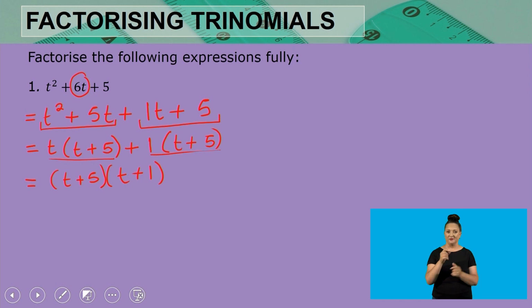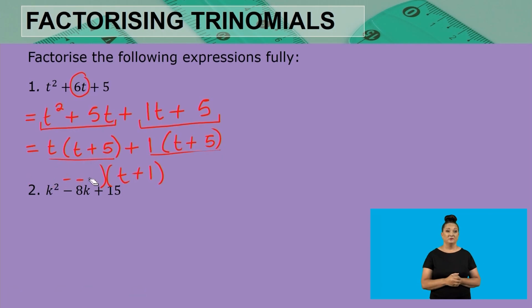Let's look at the second one. That was t plus 5. Okay, so the second one there is k squared minus 8k plus 15. Now for this one, I'm just going to use that method of finding the factors of the value of c. So when we look at 15, we know that 15 comes from 1 multiplied by 15, because that is a positive 15 there. And then we have also a 3 multiplied by 5.